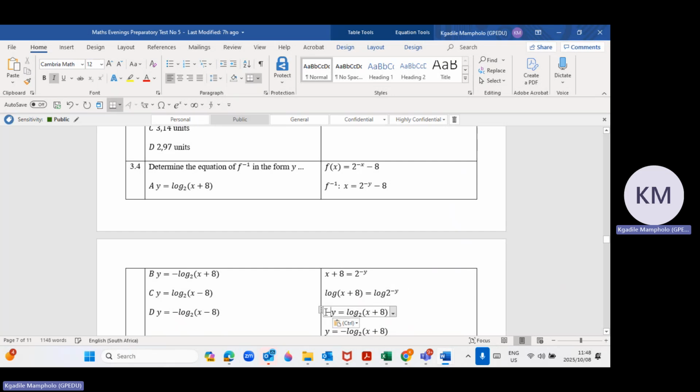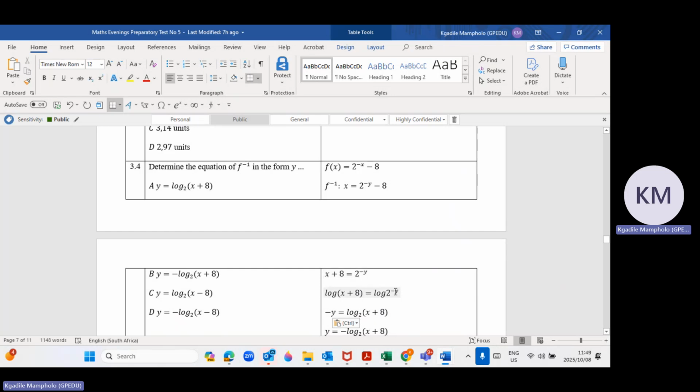But in a nutshell, you will know that the horizontal asymptote of the exponential will be the vertical asymptote of the log. It will be x equals minus 8. But we know that for log, if this is minus, then you put plus to make it easy. The base will be the same. If the base here was 2, the base will also be 2 here.